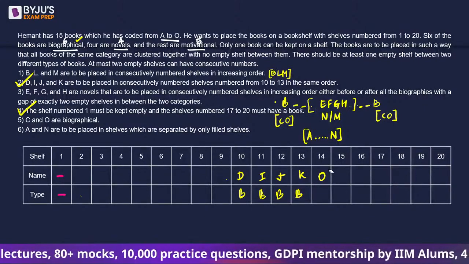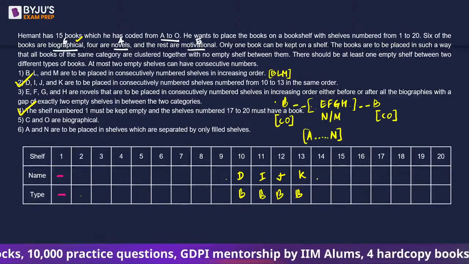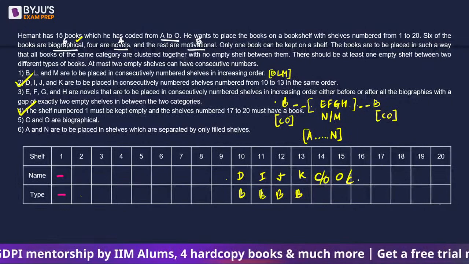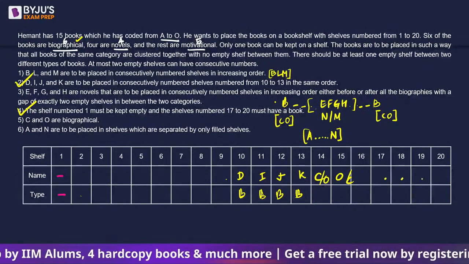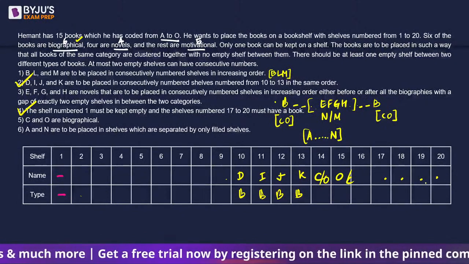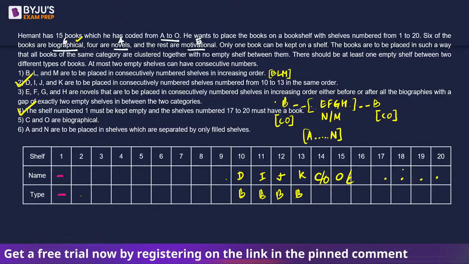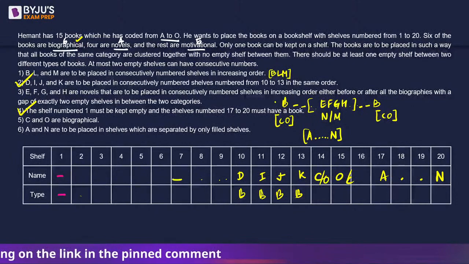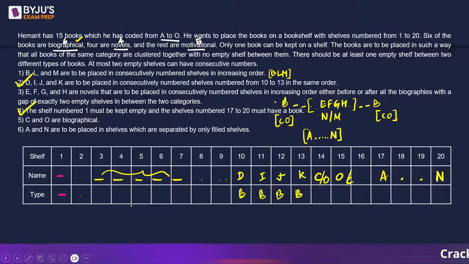The other possibility could be we will have the 6 consecutive biographies here. Then we can have a gap of 1, and then we can place 4. And when we place 4, we can have A and N here. We can have a gap of 2, and then we can have 1, 2, 3, 4, 5, and we can put in E, F, G, H here, which can be in any order. So that E, F, G, H are going to be 5 books which are motivational ones. A to N, those are novels.